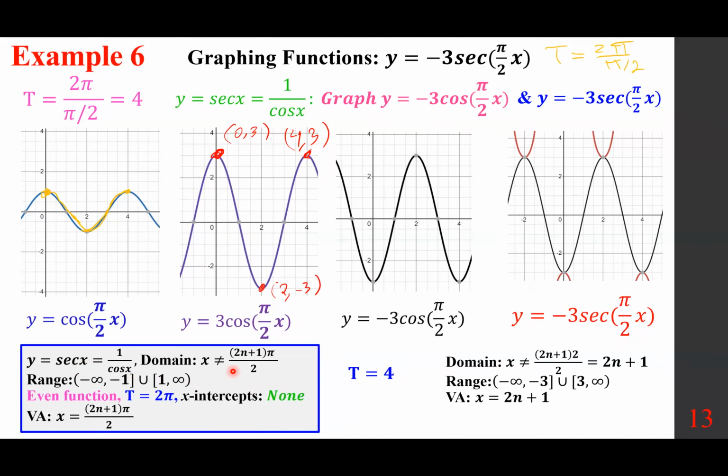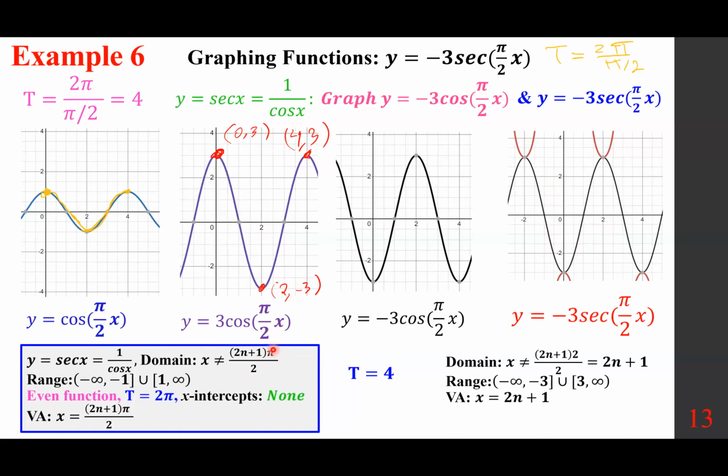By replacing the values here. The range is very clear. We have to exclude from here to here, -3 and 3. And for the domain, x can't be 2n plus 1 times pi over 2.